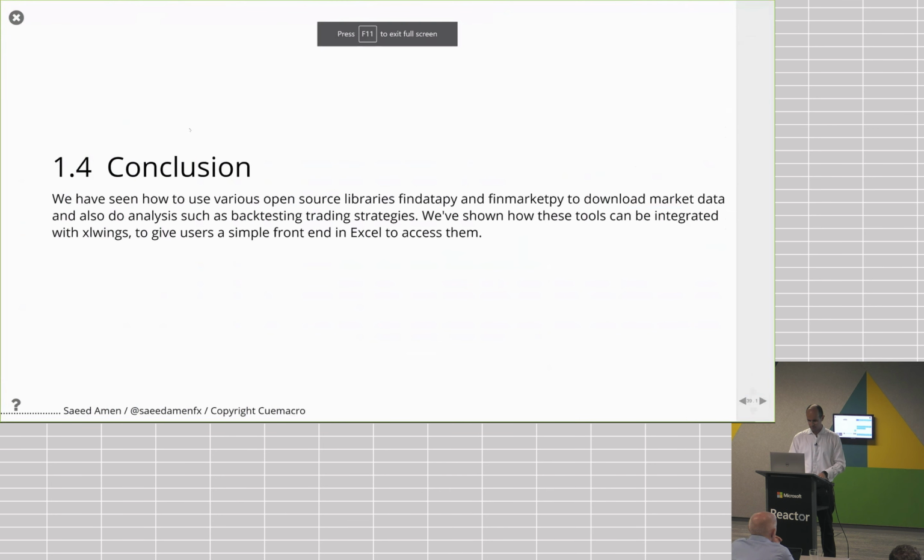Okay. So as a conclusion, we've seen some of the open source libraries. In particular, we've looked at xlwings and trying to use it as a front end for some of my open source libraries, FinDataPy and Finmarketpy. All of the libraries are on GitHub, and the example I've got is also on GitHub as well. So feel free to download it, play around with it, and if there's anybody who wants to contribute to my libraries, please let me know. I always want to add new data providers as well. So that's another thing that you could have a look at.